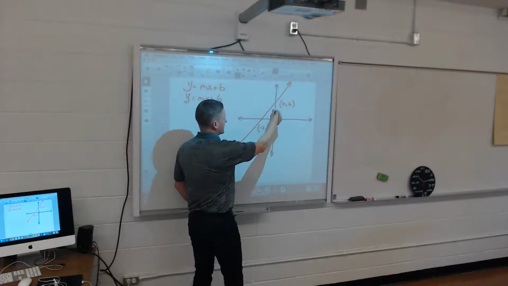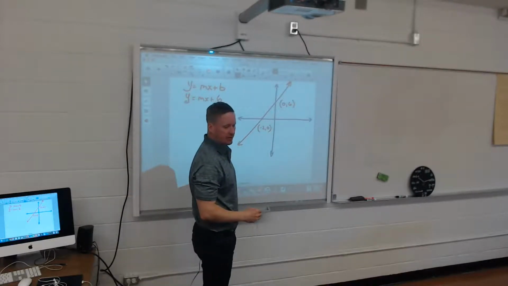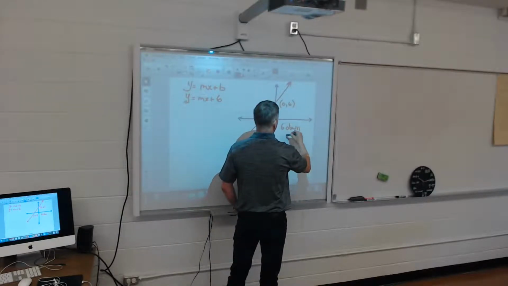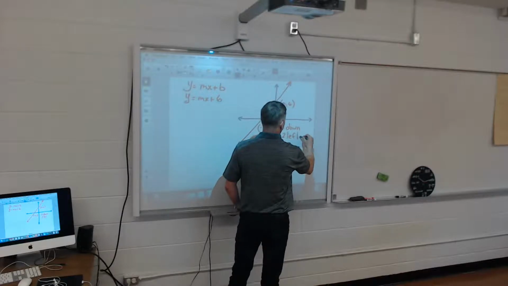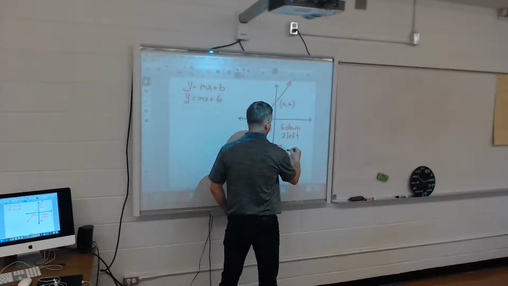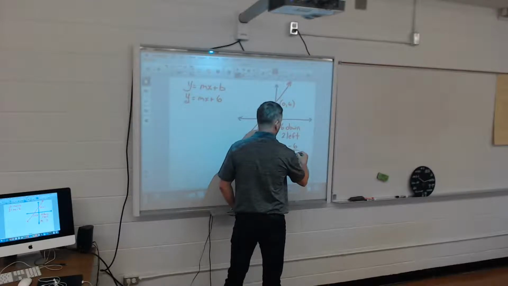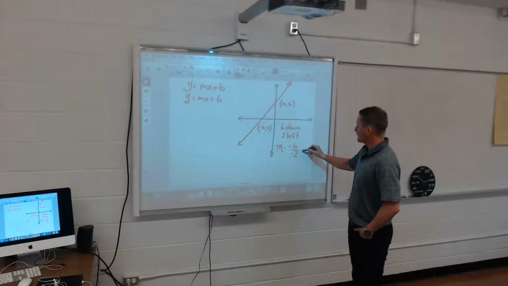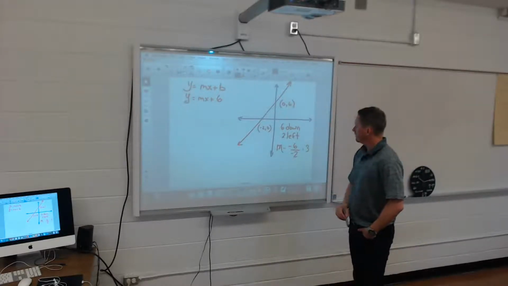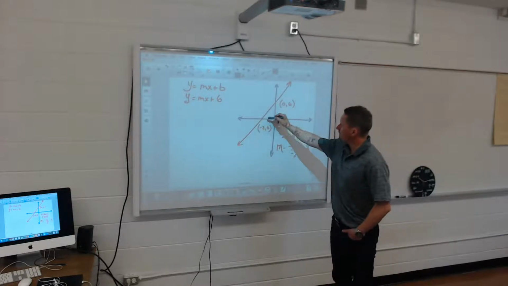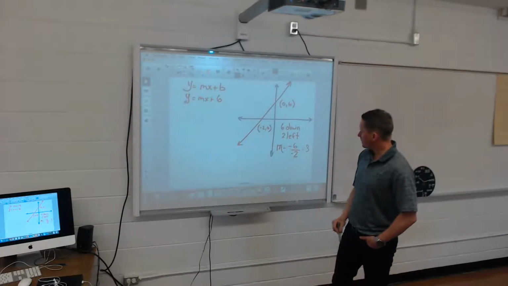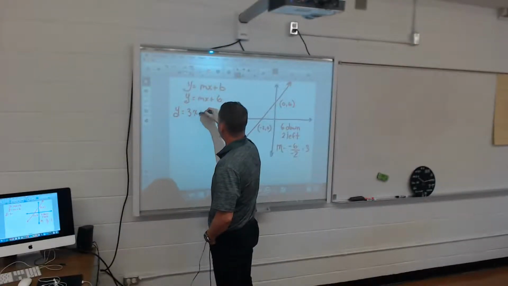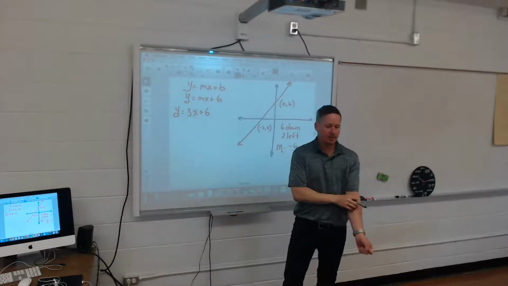So how do I go from 0 and 6 over to minus 2 and 0? Well, I go 6 down and 2 left. In terms of my slope, that's negative 6 over negative 2, which is equal to 3. So I go 6 down, 2 left. Negative 6 over negative 2, which is 3. The equation of this line in slope-intercept form then is y equals 3x plus 6.